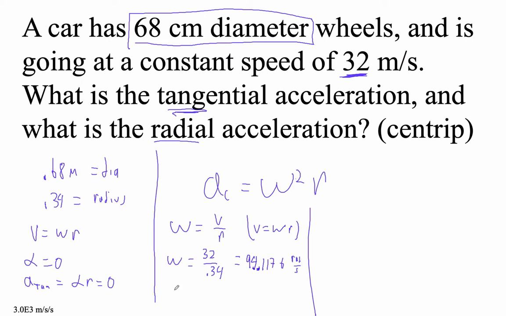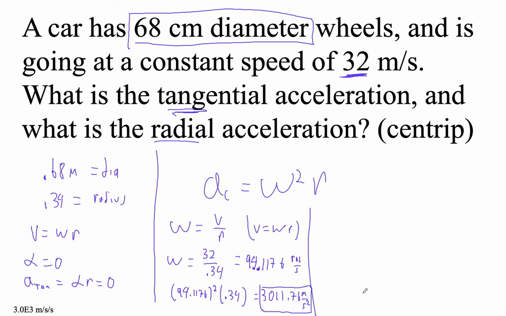Then I'm going to go omega squared r, so 94.1176 squared times 0.34. So square that times 0.34, and I get 3011.76 meters per second squared. Okay, that's way number 1.